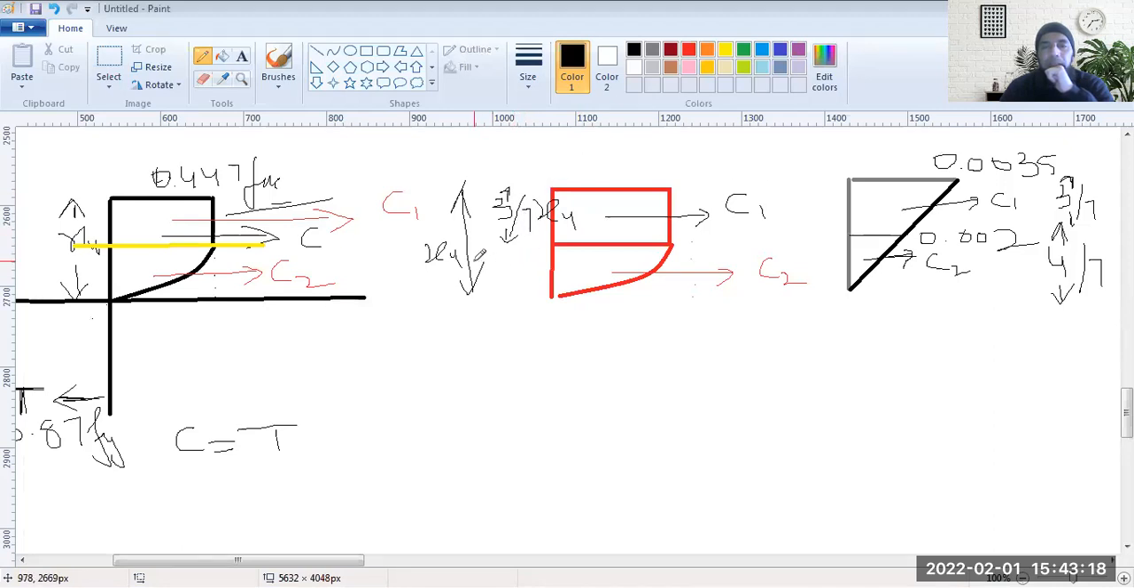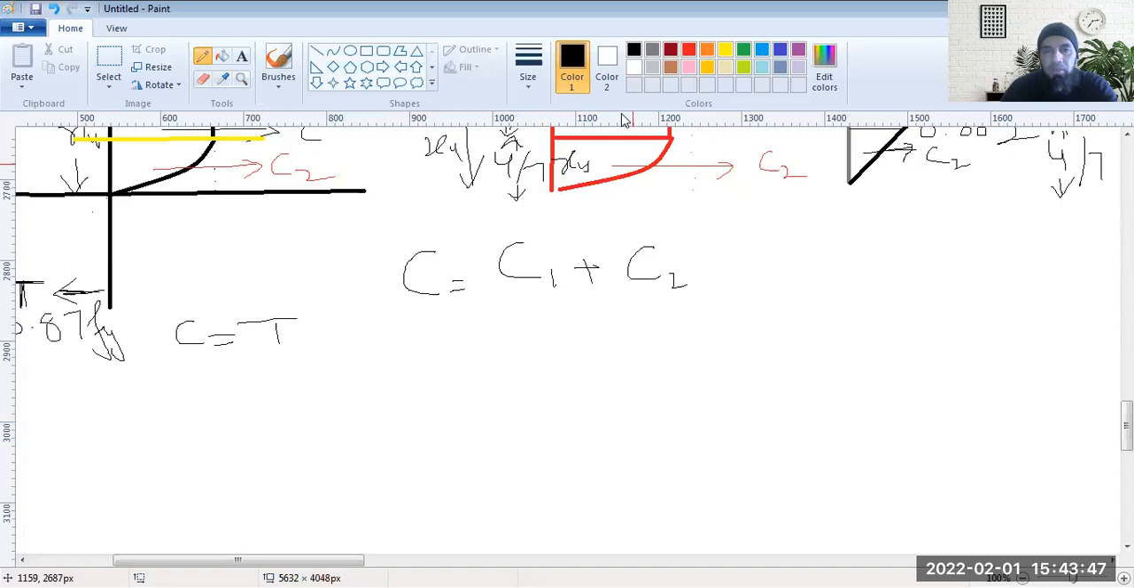This block, the rectangular, would be 4/7 of XU, this parabolic portion. Now if you want to actually calculate the overall C, what would be the overall compression force? That would be compression forces C1 and C2. So it would be C1 plus C2.